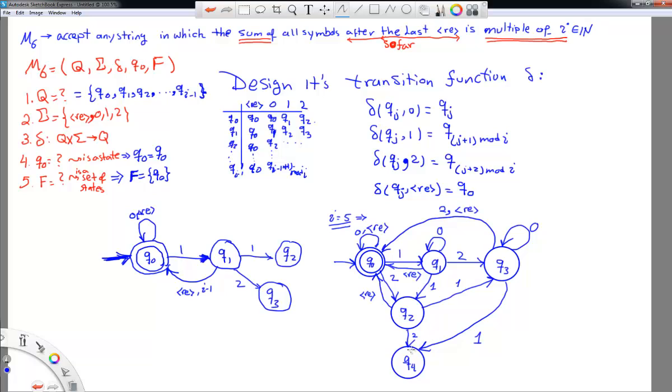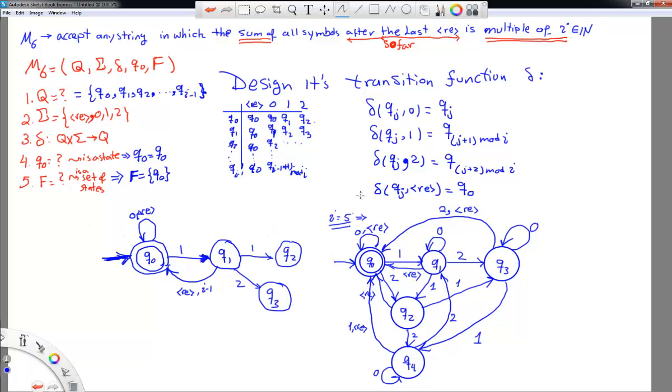And finally in Q sub 4, if you see a 0, you stay in it. If you see a 1, you go back to Q sub 0. And also if you see a reset, you go back to Q sub 0. And if you see a 2, you go to Q sub 1. Because 2 plus 4 is 6, and its modulo 5 is 1. And this is the design of your automaton.